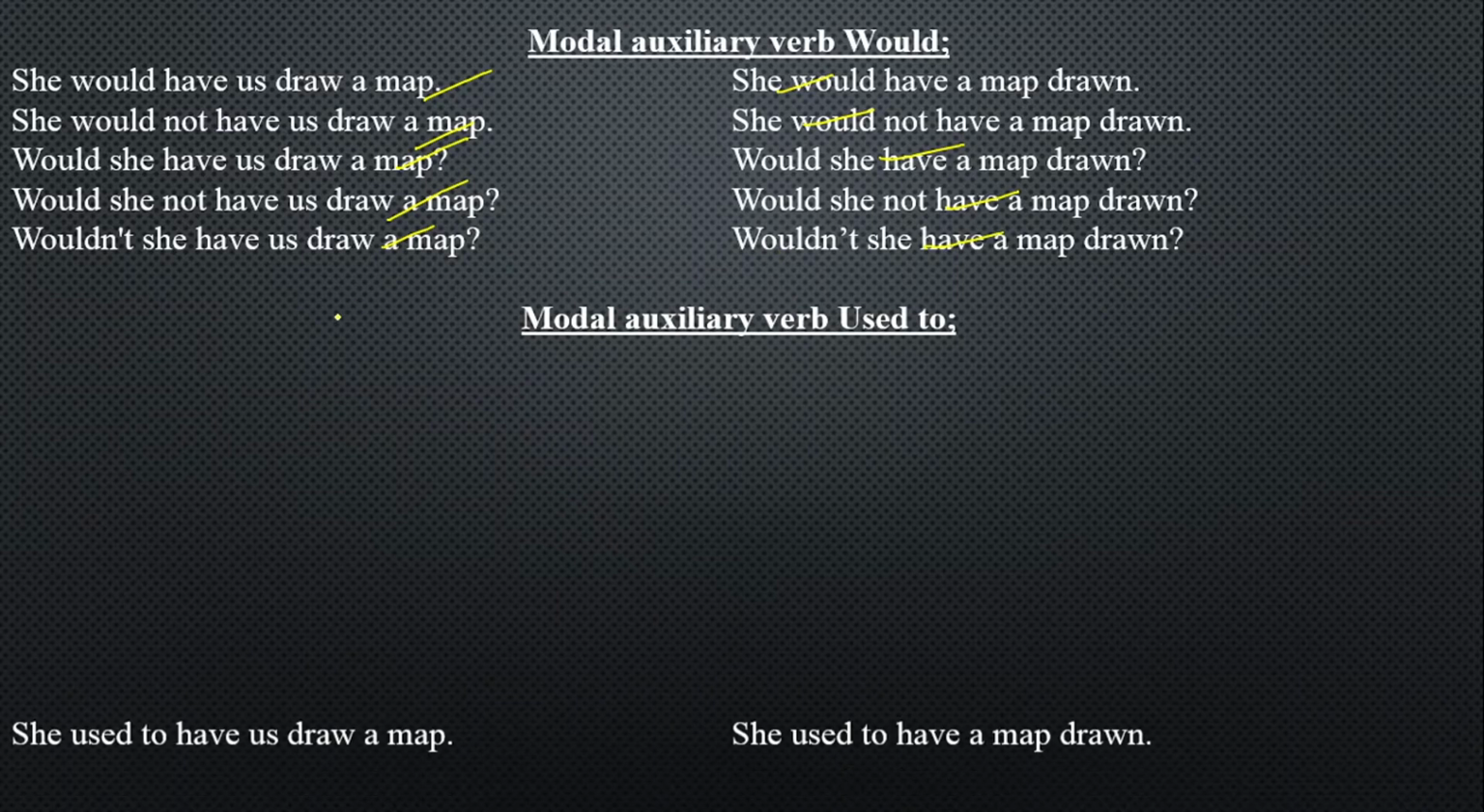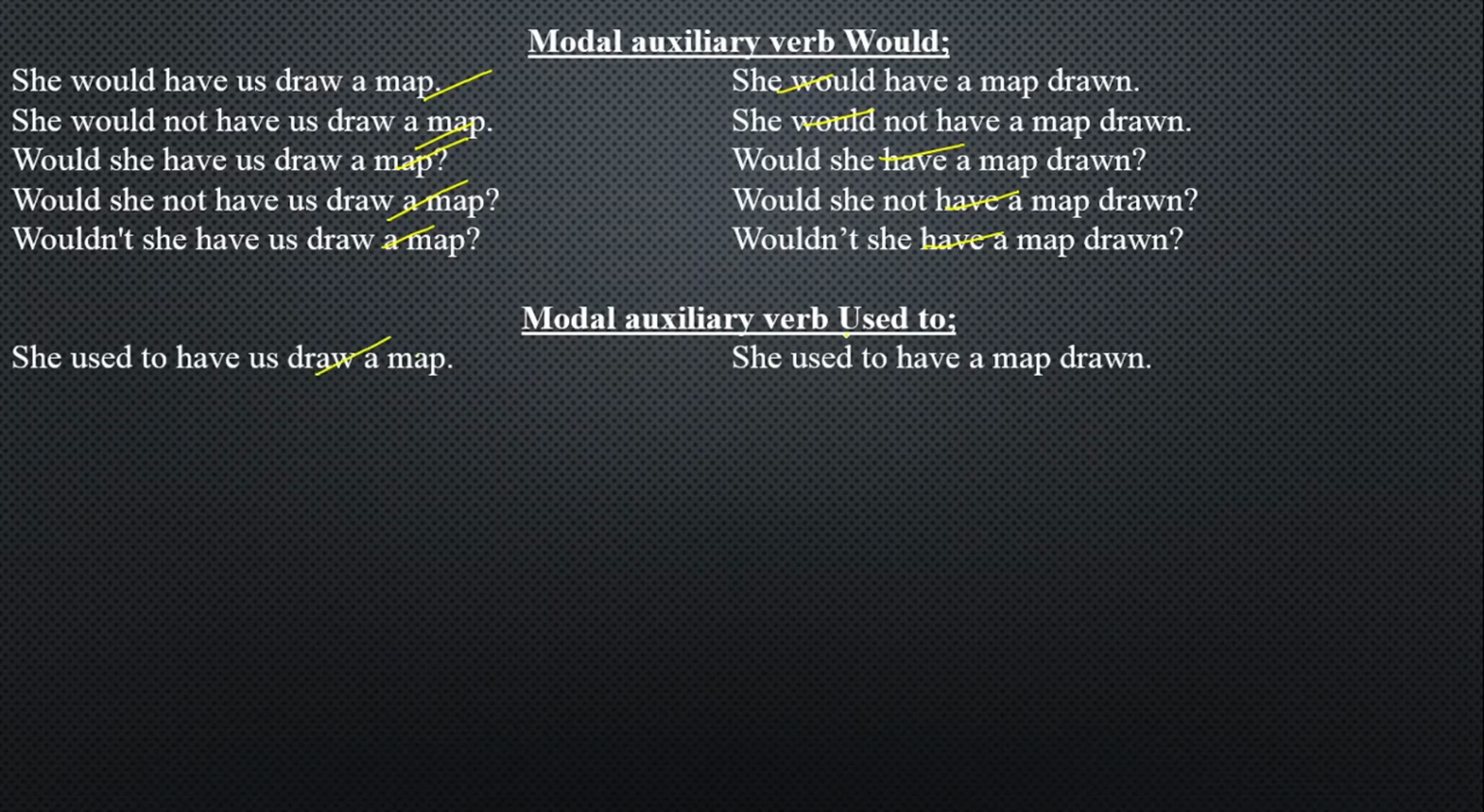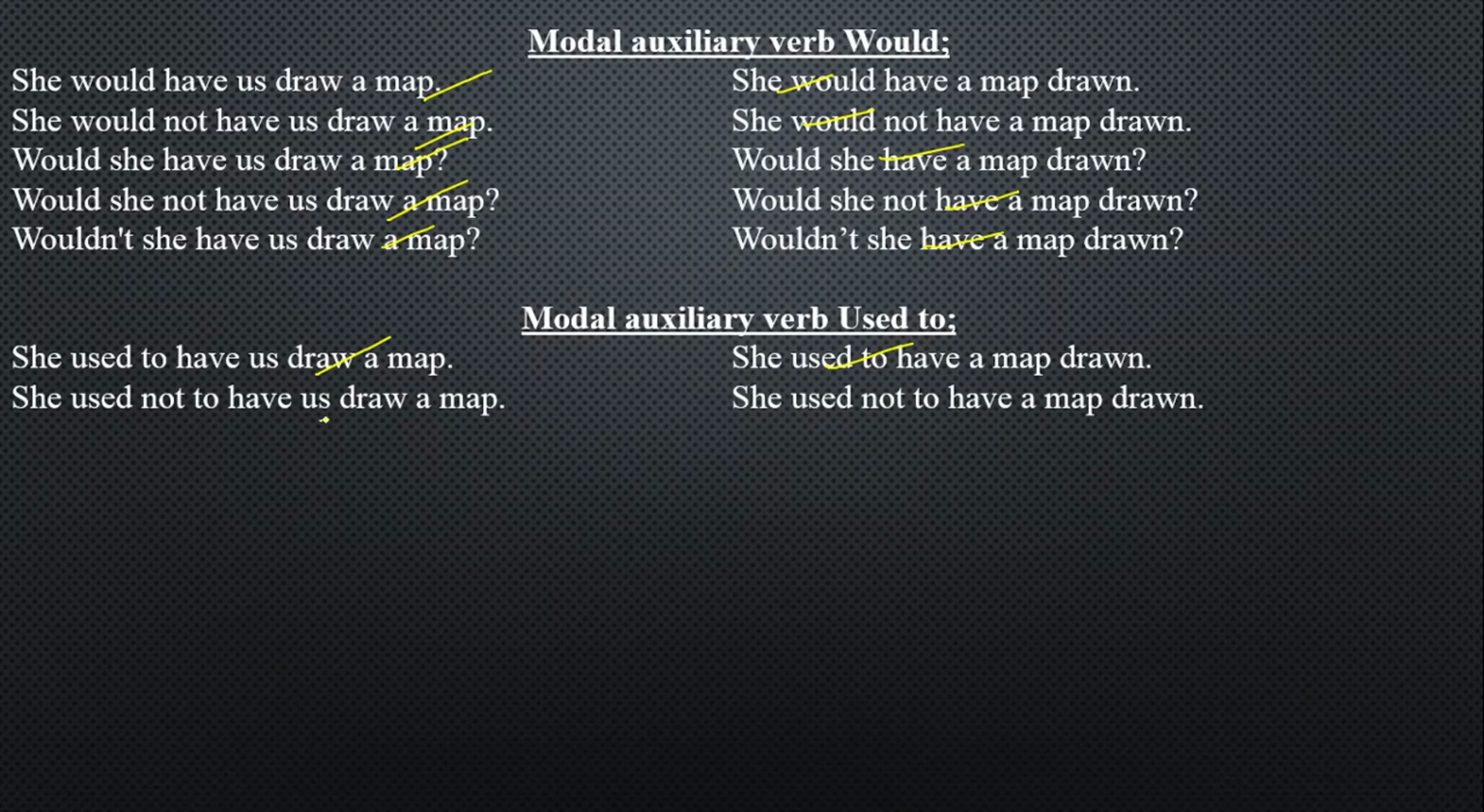She used to have us draw a map. She used to have a map drawn. She used not to have us draw a map. She used not to have a map drawn.